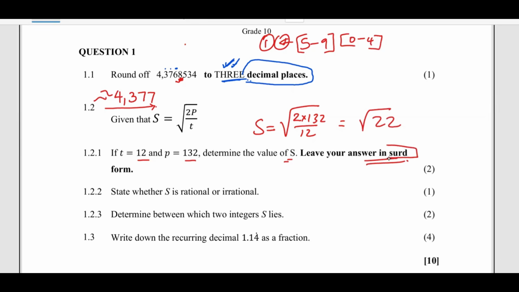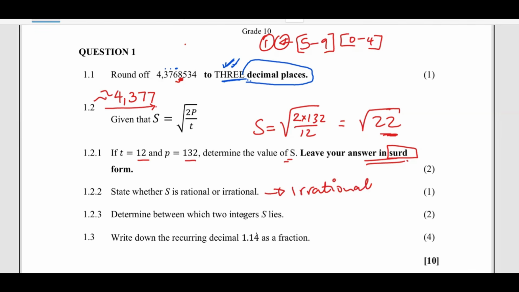A surd form is whereby we have the square root as part of our answer. Do not press the SD to get the decimal. Can we state whether S is rational or irrational? Now, since 22 is not a perfect square, we cannot even get the square root of 22 to be a whole number, which means this answer is irrational.